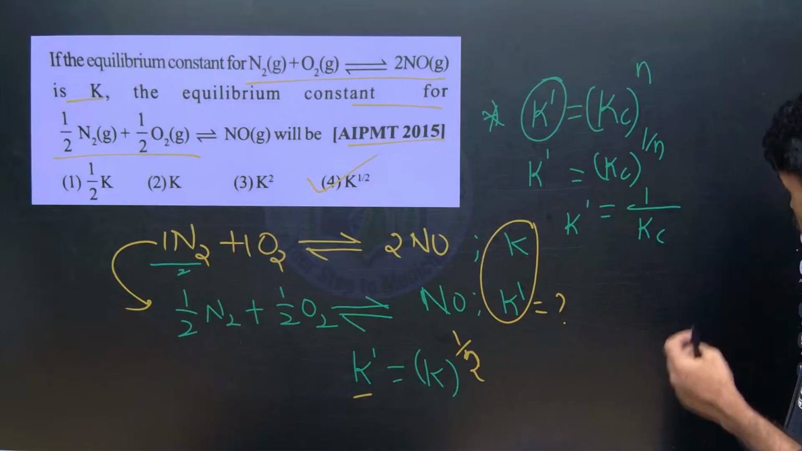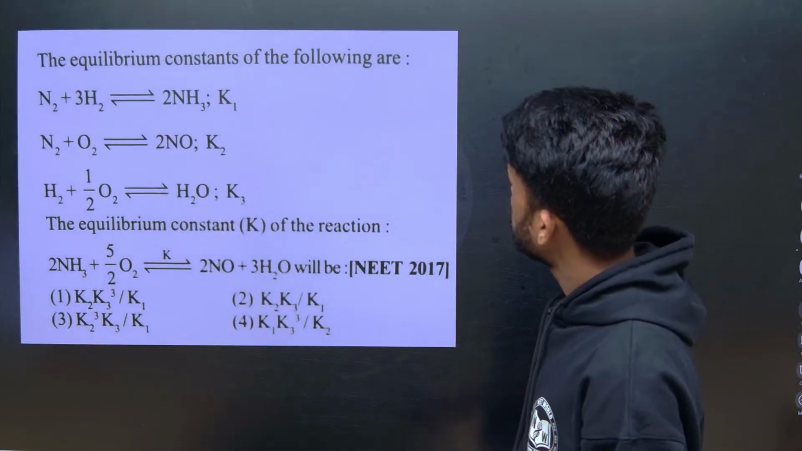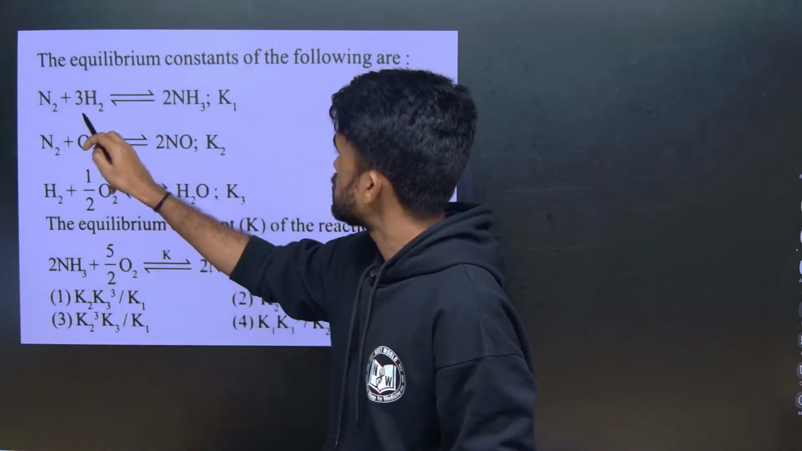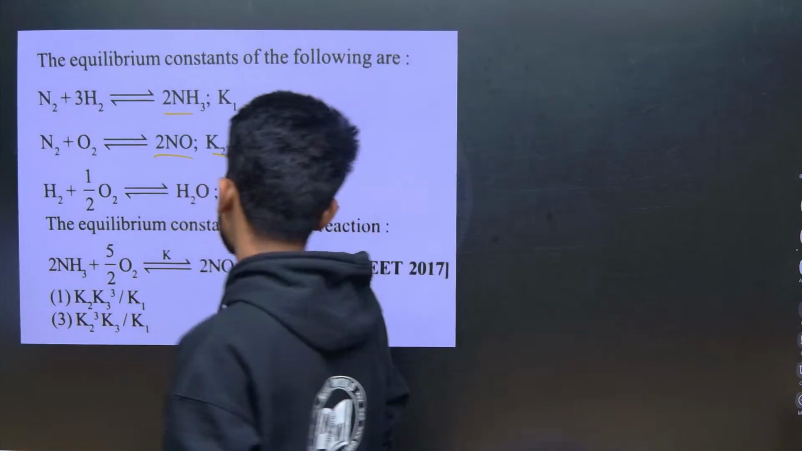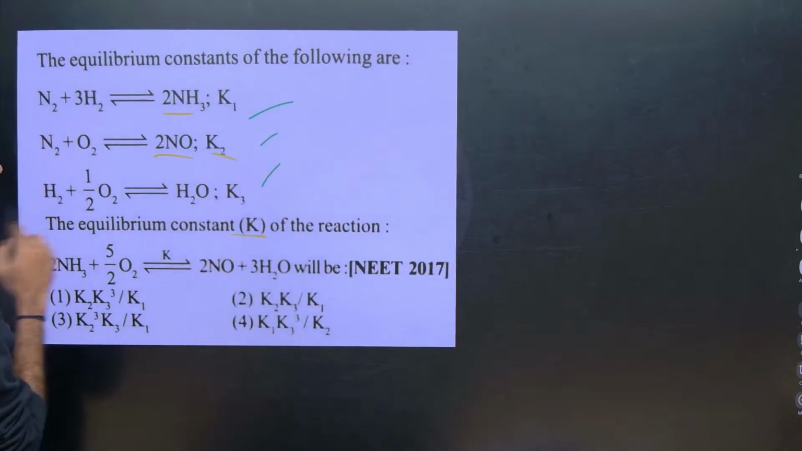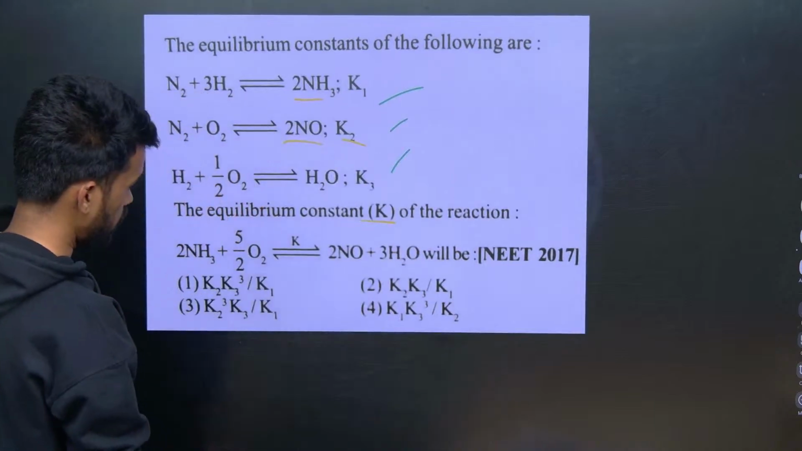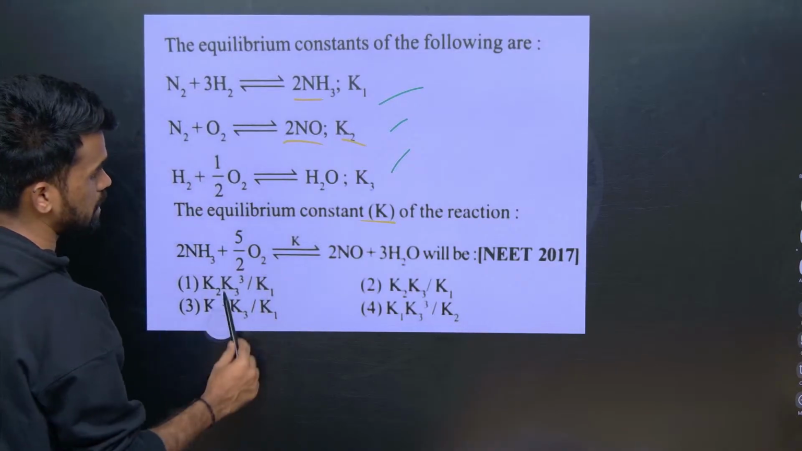Then next, look into this question. N2 plus 3H2 gives rise to NH3. These are the 3 steps given. Finally they are asking for the equilibrium constant K value for this particular reaction. What is the relation between all these 3 reactions? Check once.